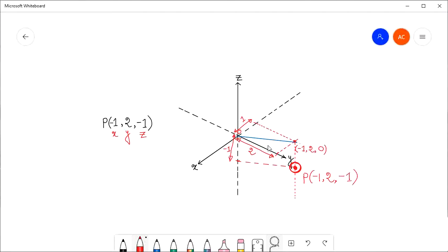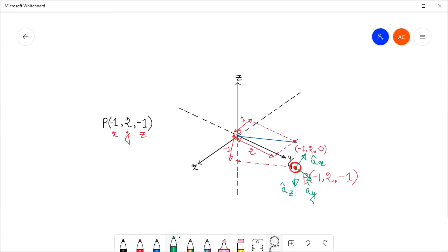To draw the vector, our x is -1, so x will be pointing backward. If we want to include the vector directions, then our x will be pointing backward. So this will be the direction of x. What about y? Y is +2. As y is positive, it will be pointing towards the right. What about z? Z is negative, so it will be pointing downward.